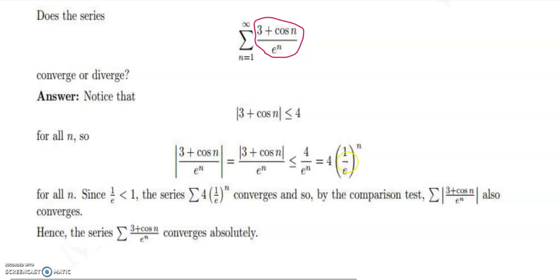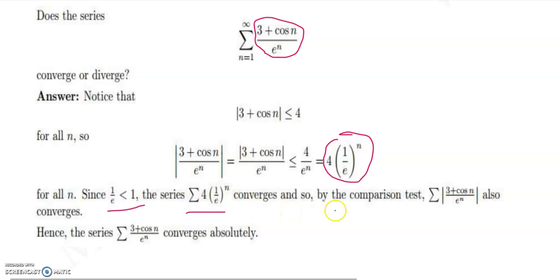What is 1 over e? 1 over e is always less than 1. We know that e is approximately 2.7, so 1 over 2.7 is definitely less than 1. So what will happen to the whole value, 4 multiplied by (1 over e) to the power n? Definitely this will converge because 1 over e is less than 1. So the sum of 4 times (1 over e) to the power n will converge.